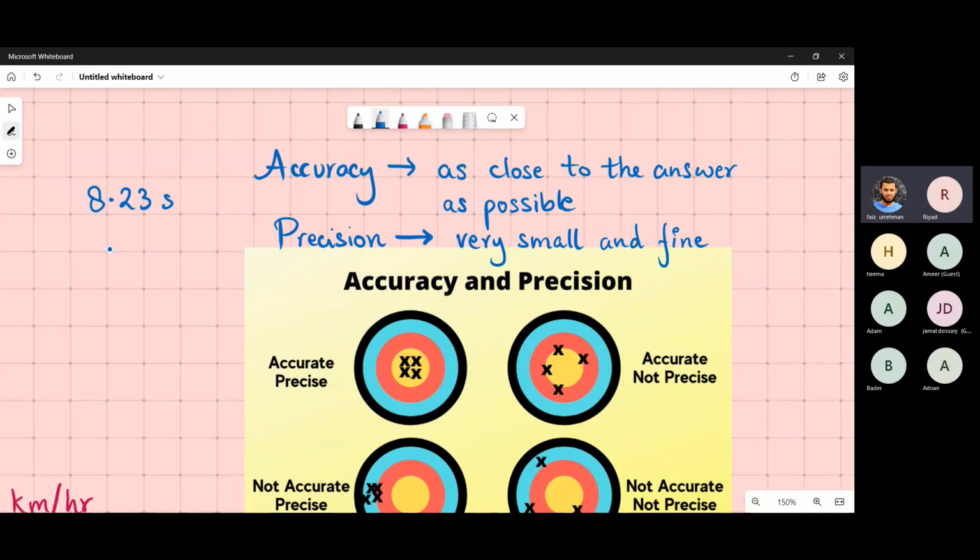So if I tell you he takes 8 seconds, and if I tell you he takes 8.23 seconds, which one is precise? 8.23. So the meaning is it's a very small and fine reading. It gives more information, or multiple decimal places.